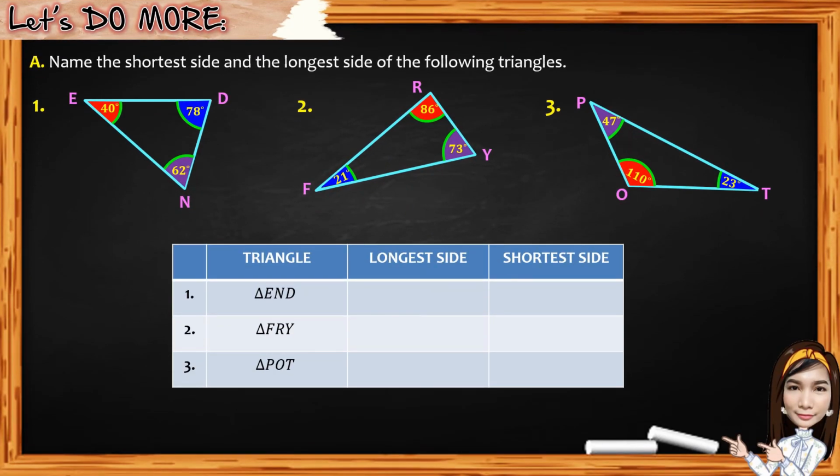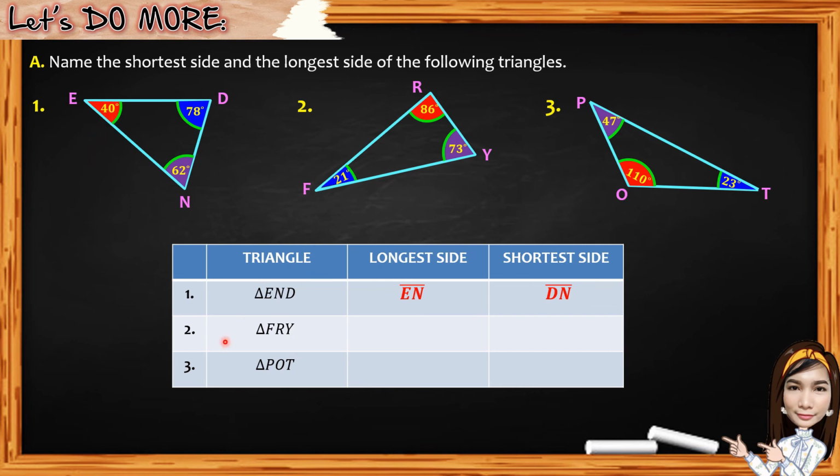For further understanding, let's do more. For letter A, name the shortest side and the longest side of the following triangles. For number 1, we have triangle END. The longest side is line segment EN, which is opposite the largest angle, angle D, 78 degrees. And the shortest side is line segment DN, which is opposite the smallest angle, angle E, 40 degrees.